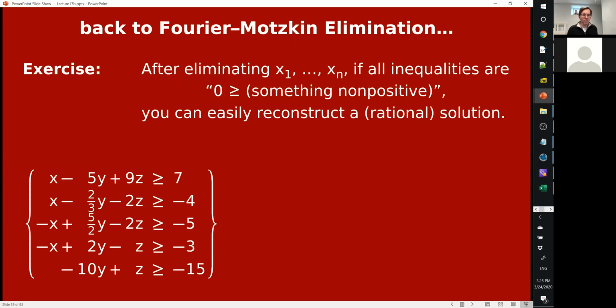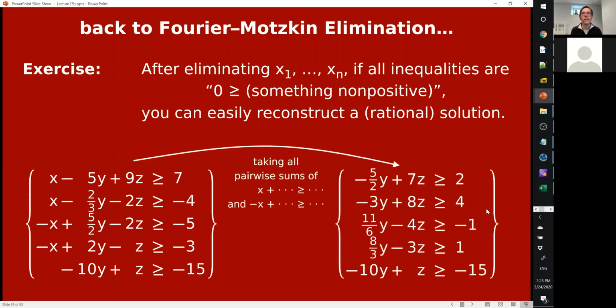But actually, if it is satisfiable, and in the final step you get all down to 0 greater than or equal to some negative numbers, it's an easy exercise to show that you can go back one variable at a time and reconstruct a solution, and in fact a rational solution. For example, let's say you've inductively done this so far and you have some solution for y and z, and now you just need to figure out how to set x such that all these inequations on the left are satisfied.